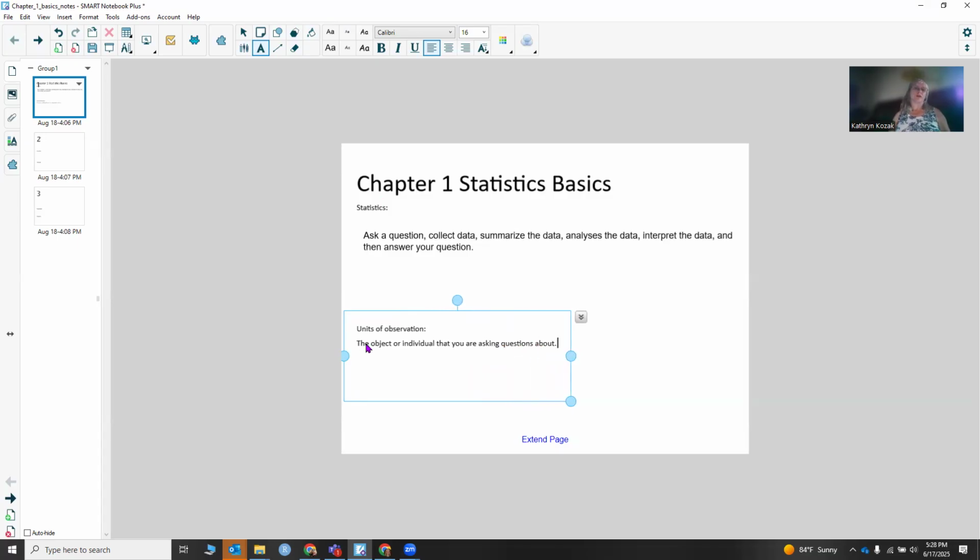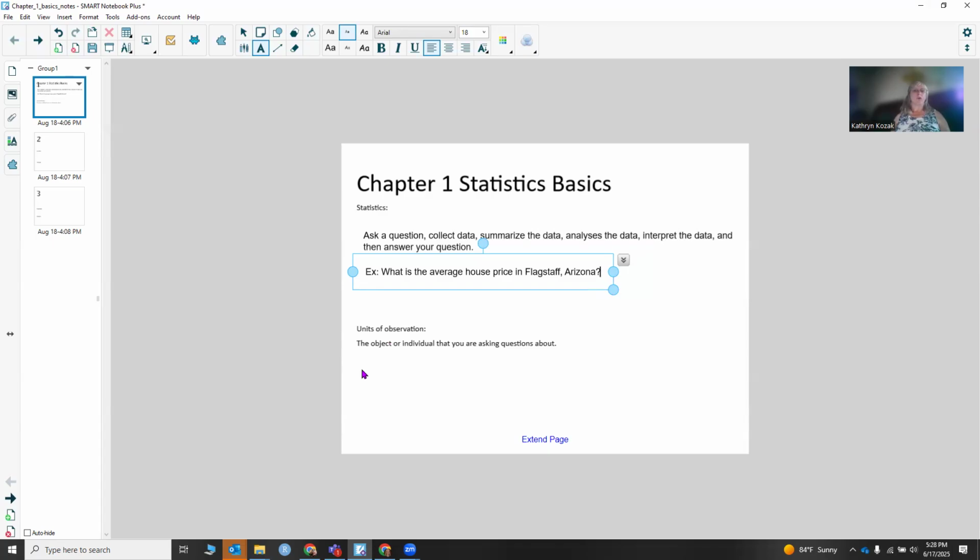So let's start off with a question. Let's get an example of a question. Let's say my question is, what is the average house price in Flagstaff, Arizona? So that's the question I'd like to know.